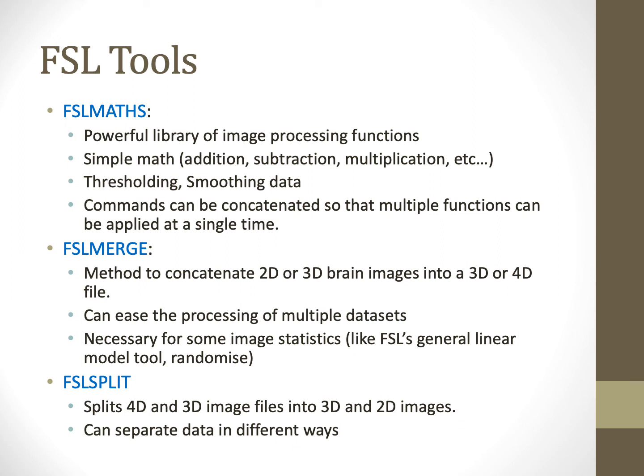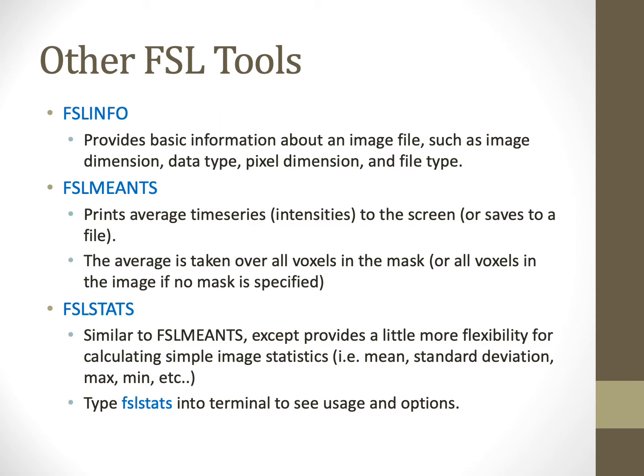fslmerge is a method to concatenate 2D or 3D brain images into a 3D or 4D file. This can ease the processing of multiple data sets, and it's sometimes necessary to merge data sets like this for performing image statistics, like when we use FSL's general linear model tool, randomise. fslsplit splits 4D and 3D files into 3D and 2D images, respectively. This can be used to separate data in different ways and can be useful when wanting to look at the data in these different ways.